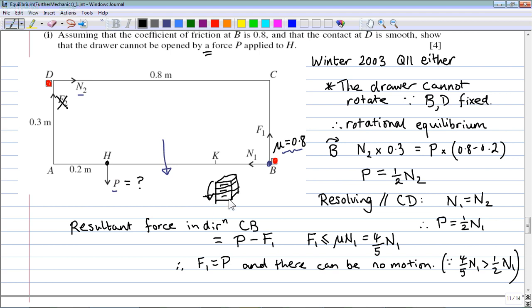Yeah. But of course, we have a simplification here. This is a very simplified model, and the specific simplification is that B and D are fixed points. And if they really are fixed points, meaning that no amount of force will move them or break them, then it is true that it doesn't matter how big this force P is, we will never open the drawer.